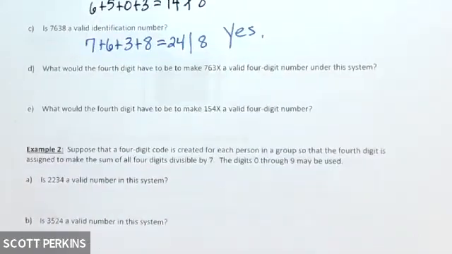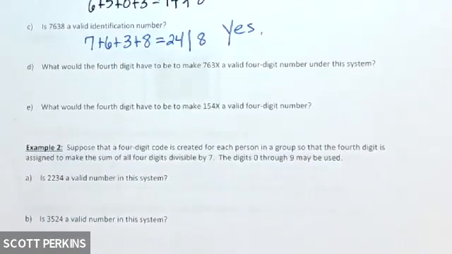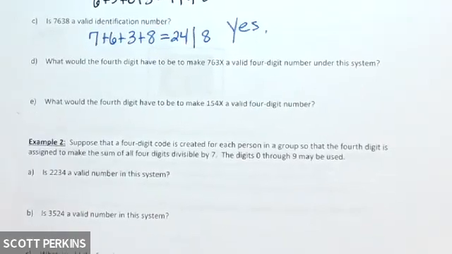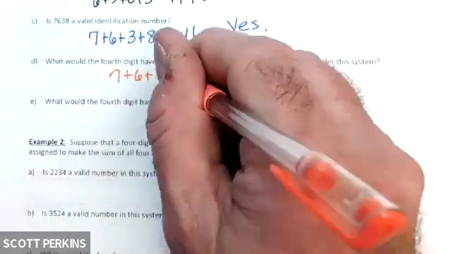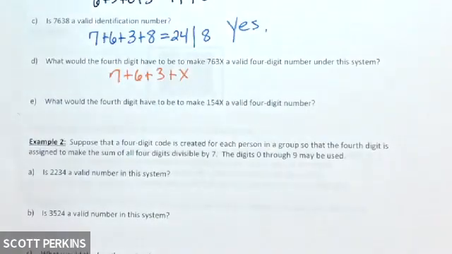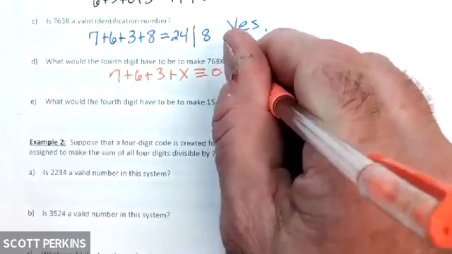So here's the next thing. We're going to do a similar thing with the same rule, but this time instead of determining if an identification number is legitimate, we're going to make a legitimate one. So somebody in the club says, hey, I want my first 3 digits to be 763. So I want to know what is my 4th digit. Remember, we can use 0 through 8. So here's how you're going to figure this out. This is, to me, the most straightforward way. We're going to take 7 plus 6 plus 3 plus x, and I want that to be congruent to 0 mod 8.